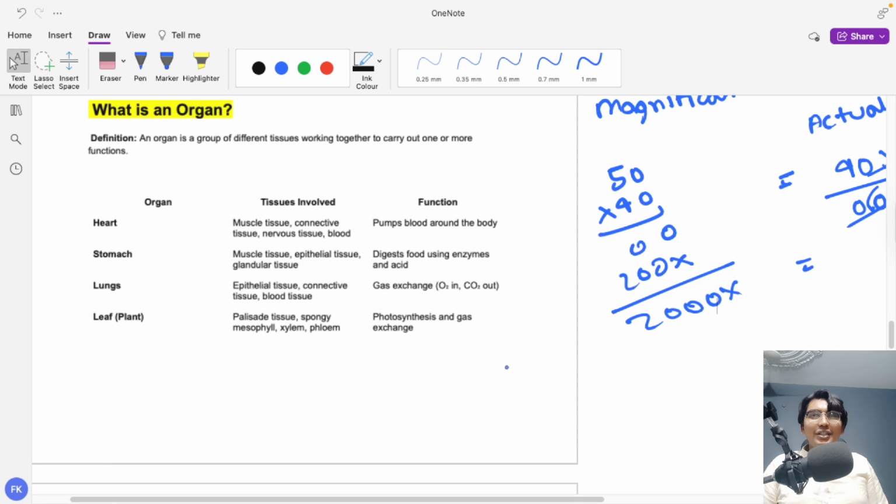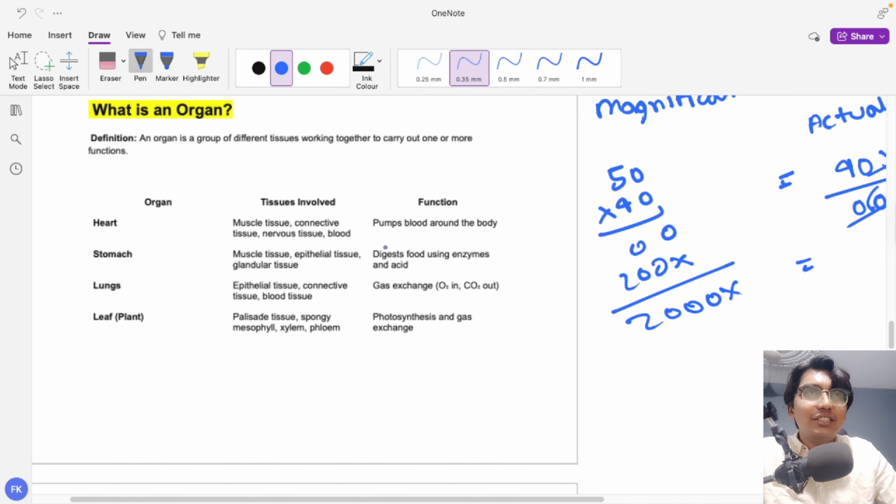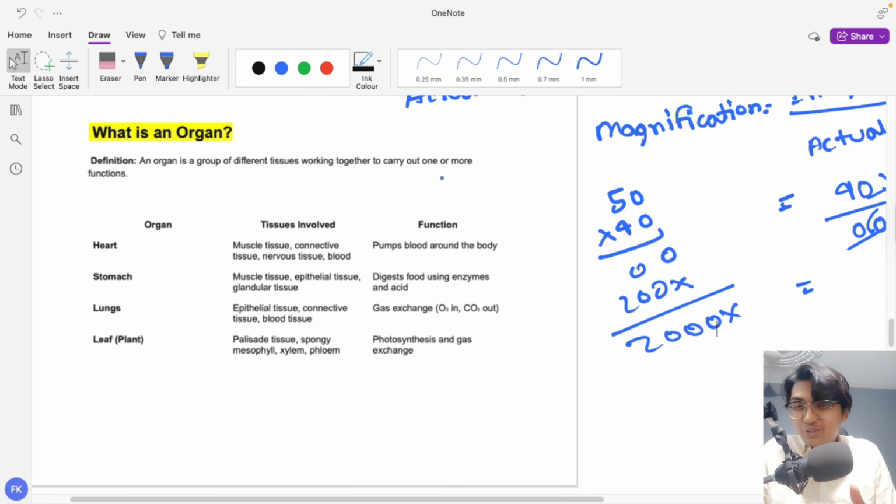Now let's do what is an organ, right? What is an organ? An organ is a group of different tissues working together to carry out one or more functions. For example, we have just recently learned about it, right? So an organ is a group of different tissues. For example, take the stomach. In the stomach, muscle tissue, epithelium tissue, and glandular tissue are there, right? So what is the function of all of this tissue combined? Simply to digest food using enzymes and acid, right?